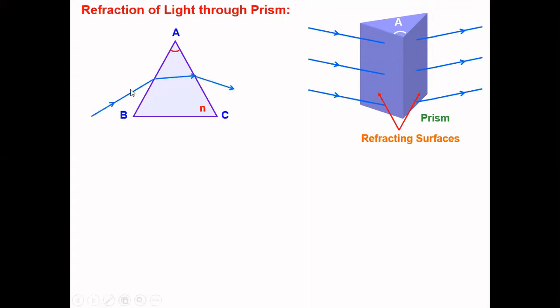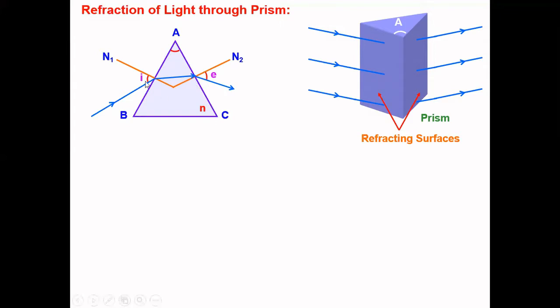So when a light ray is incident on the AB surface, it is refracted once, then at the AC surface it is refracted once more. Now these two are normals. Generally, to find refracted light rays, we draw the normals. With respect to the normals, we can draw the refracted light rays.